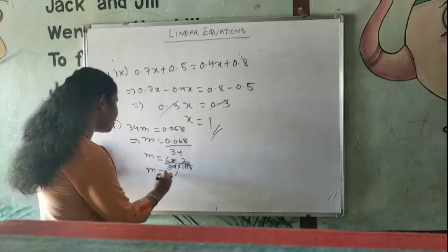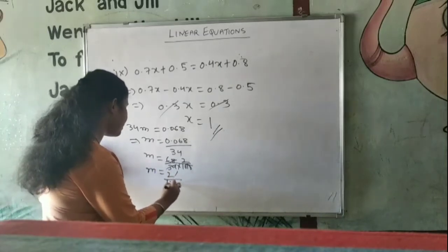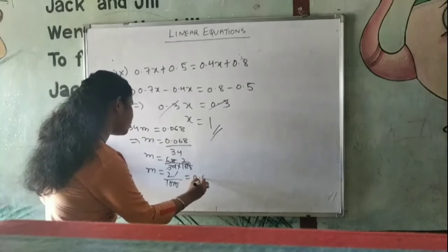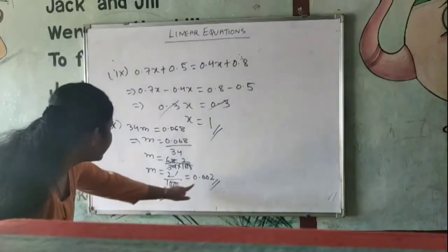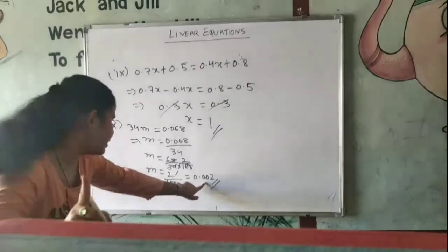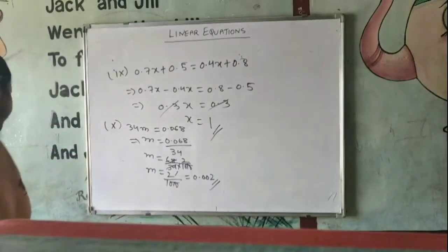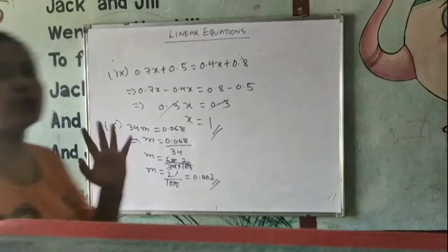So m will be how much? 2 by 1000. So it will become 0.002. Okay, because after the decimal you have to keep 3 digits. That's why 3 zeros are here. So I hope it is clear to you.